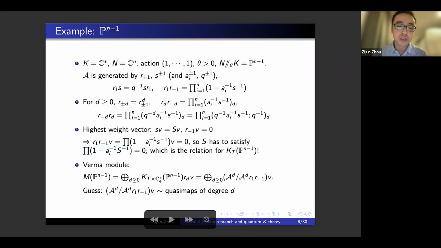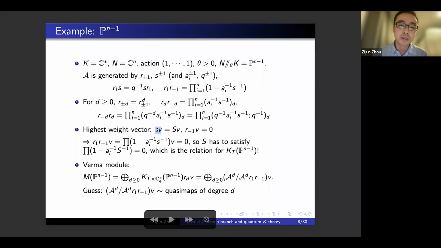And you may have noticed that this equation is actually the relation in the K-theory of P^(n-1). So in this way, this capital S can actually be identified with the tautological line bundle in P^(n-1), which is the K-theory class. So this is the highest weight vector, and its eigenvalue. So this Cartan subalgebra acts actually through this Coulomb surjection.